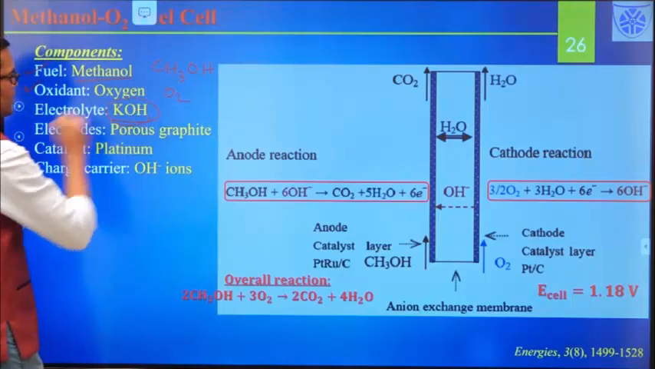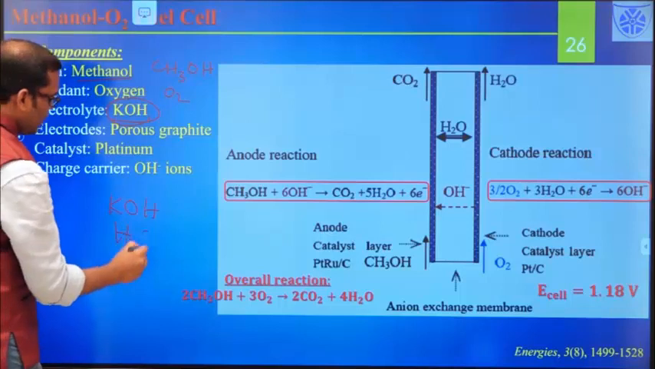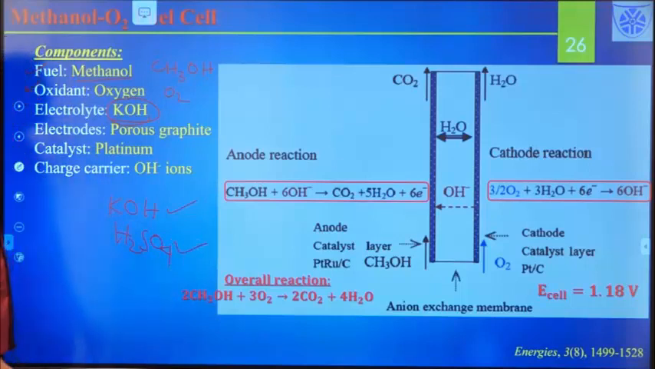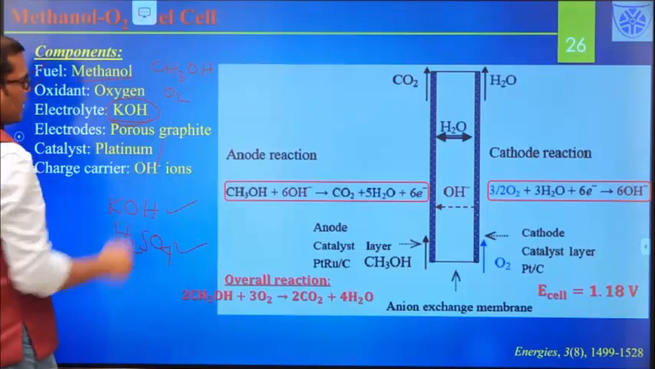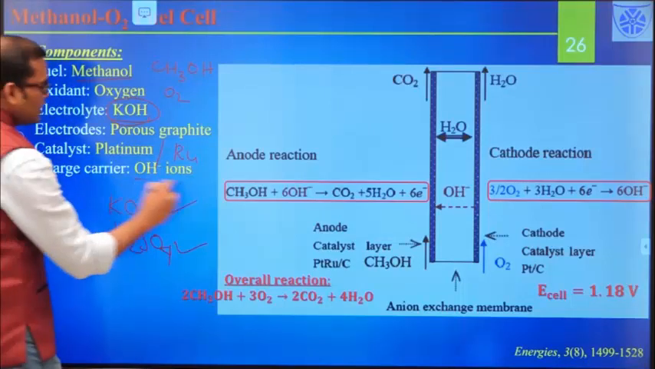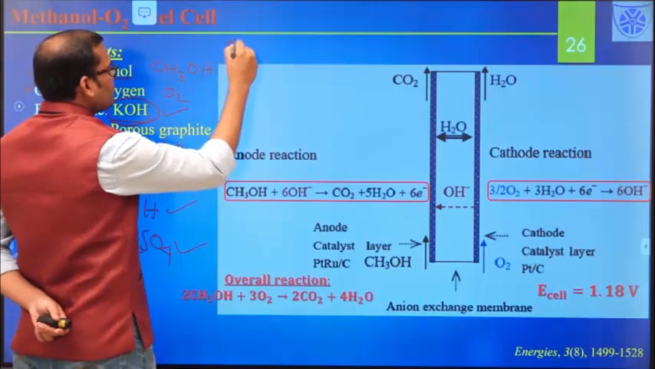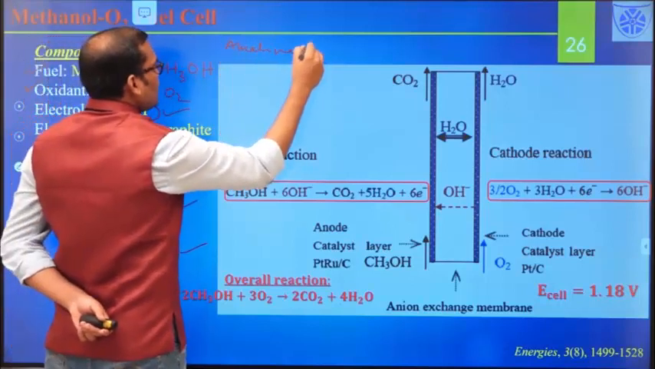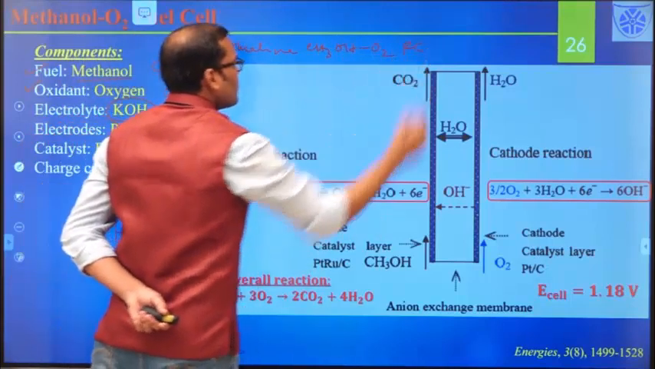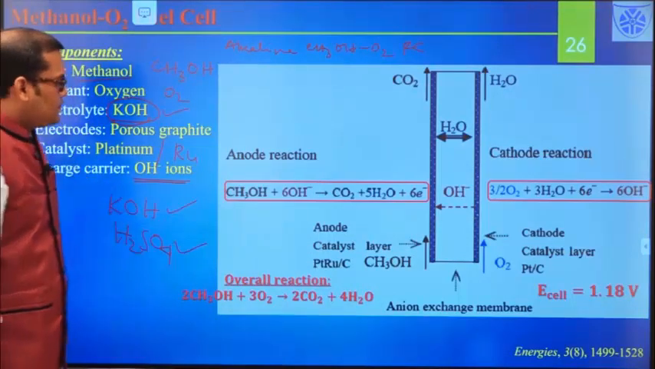So electrolyte you are using KOH here. So here also it can be two types, either you can use KOH or you can use H2SO4. So based on that you can have the alkaline methanol oxygen fuel cell or the acidic methanol oxygen fuel cell. Then catalyst you can use platinum or ruthenium based catalyst at the anode and the cathode side, and here the charge carrier is OH minus, as I am using KOH. So this is the example for the alkaline methanol oxygen fuel cell, right?